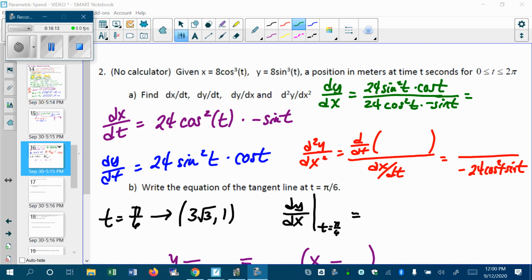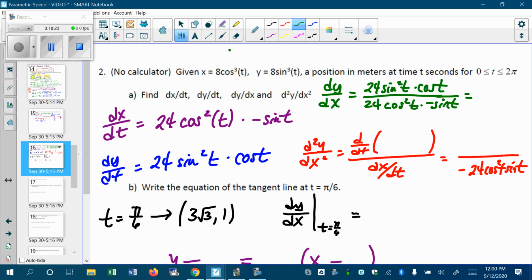Okay, I hope you tried these yourself. That's how you get practice. So 2a, you find the rate of change in x with respect to t, the rate of change in y with respect to t. Make sure you remember that this notation from trig world really means, respectively, cosine of t quantity cubed and sine of t quantity cubed, okay?